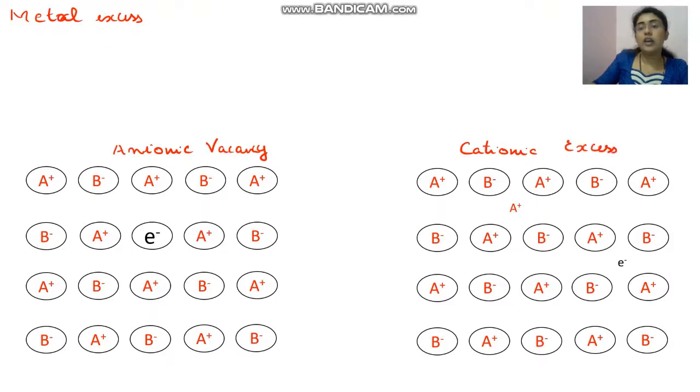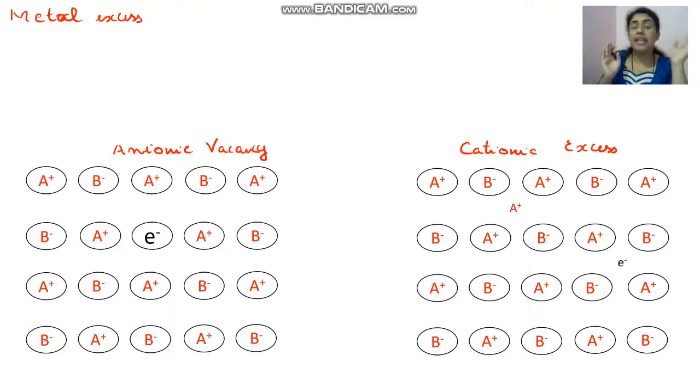Now, in an anionic vacancy, one of the anions, the B minus ions in this image, would be missing from the system. So it is similar to the Schottky defect, but in Schottky, both cation and anion are missing. Two ions would be missing, but here only an anion is missing. And when an anion is missing, a positive ion would be in excess.